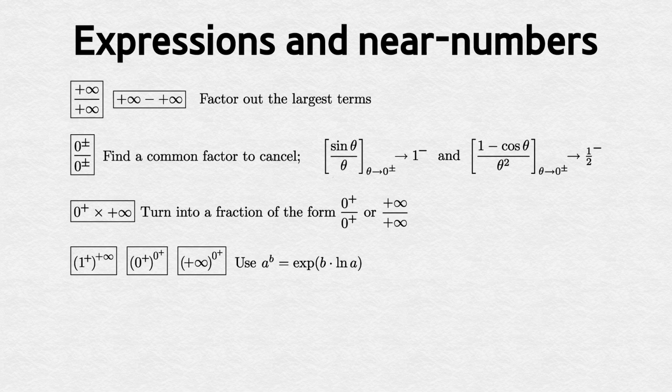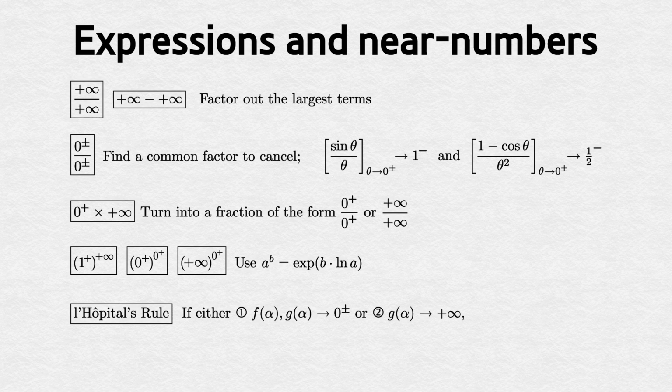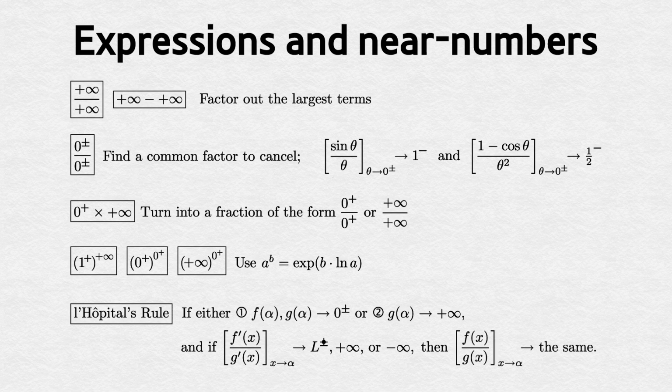When we need to bring out the big guns, L'Hopital's rule comes out very nicely in terms of near numbers. If either f of alpha and g of alpha both fit into 0 plus minus, or g of alpha fits into positive infinity, and if f prime of x over g prime of x when x goes to alpha fits into L plus minus dot, positive infinity, or negative infinity, then f of x over g of x when x goes to alpha does the same thing.